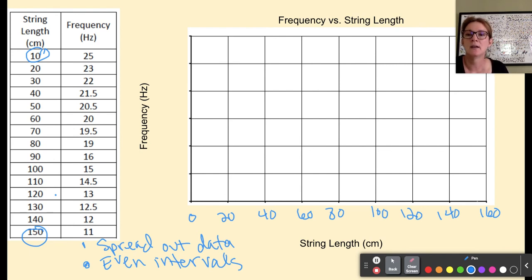Okay, y-axis, frequency. So I've got some less even numbers here. They're jumping around, some of them by halves, some of them by whole numbers. And it looks like we go from 11 up to 25. And I've got 1, 2, 3, 4, 5, 6 divisions on my grid. So let's do 5, 10, 15, 20, 25, and 30. So this will fit all of my data, and it uses as much of the space as possible, and the intervals are even. All right, looks good.